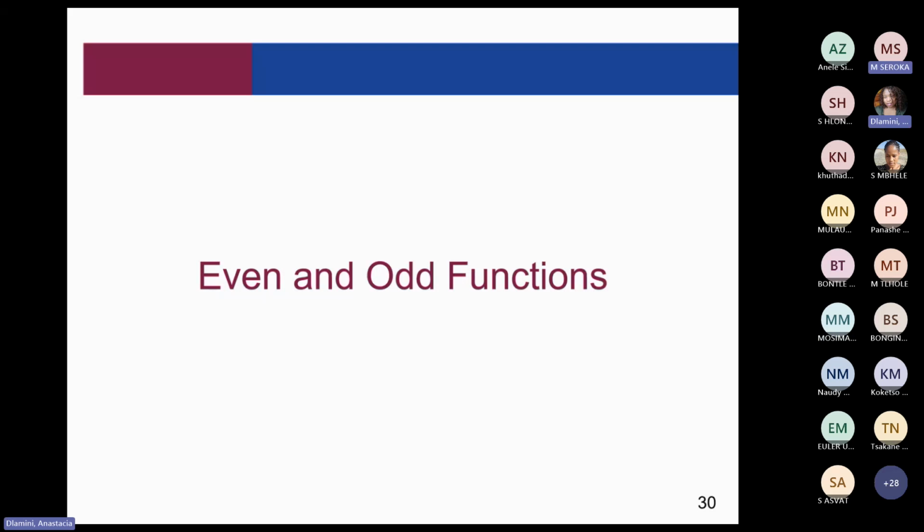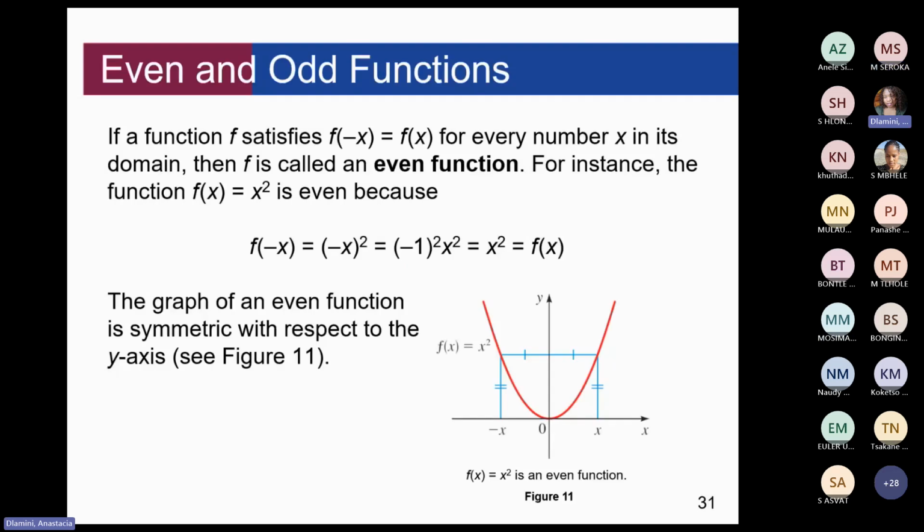So even function and odd function, I'll be very quick. If a function satisfies this for every x in its domain, then the function is even. Are we together? For instance, if I take a parabola and substitute any value of x, I will always get a positive value. So then it means that a parabola is what?